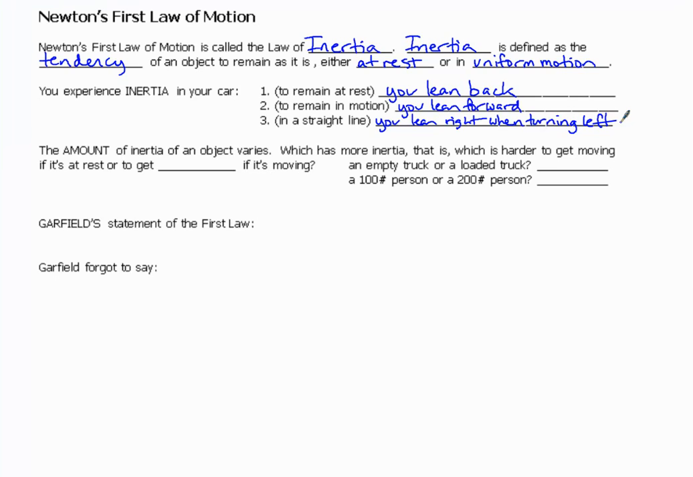The amount of inertia of an object varies. Which has more inertia, or that is, which is harder to get moving if it's at rest, or to get stopped if it's moving? An empty truck or a loaded truck? Which one is easier to get moving? Which one is easier to stop? Which one is harder? It's the loaded truck. The loaded truck is harder to get moving. It is harder to get it stopped.